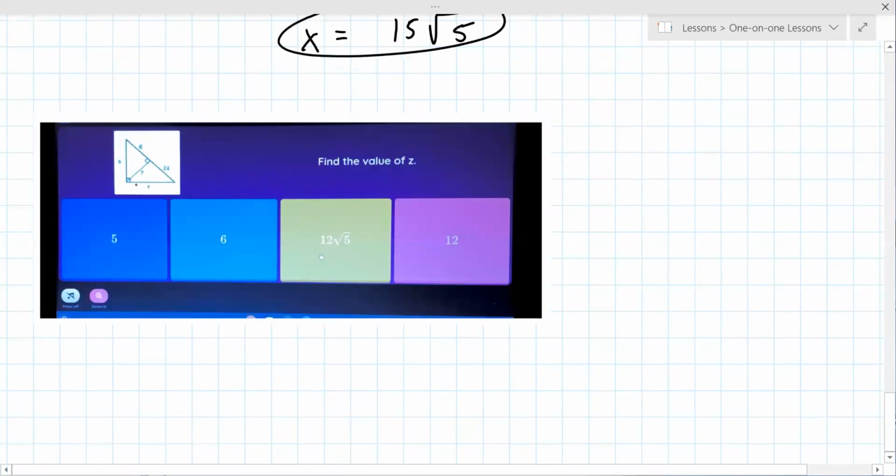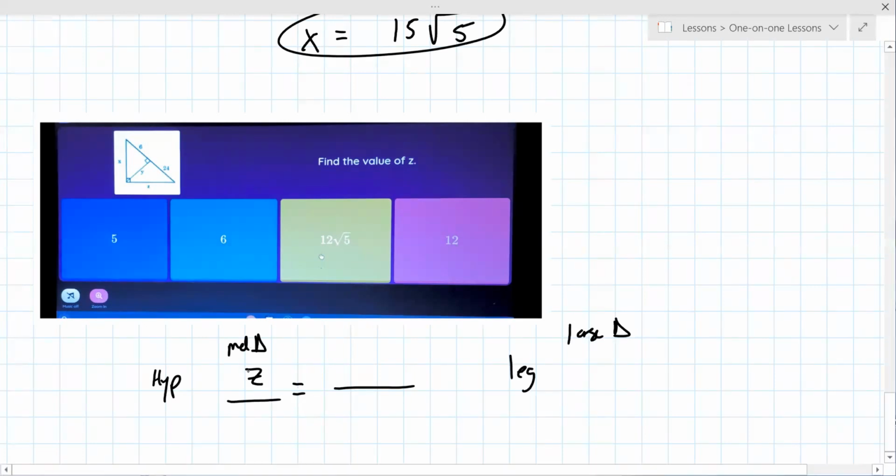Z is again two things. I'm going to put z here. Z is the hypotenuse of the medium triangle, but it's also a leg, which I actually can't tell which one it is, of the large triangle. It looks like it's a leg of the large triangle, but I can't tell which one, so that's not great.